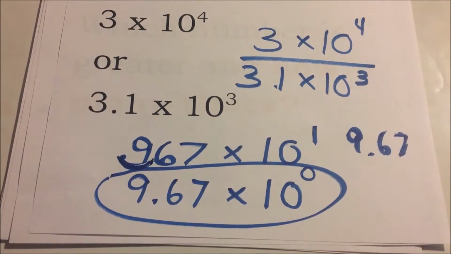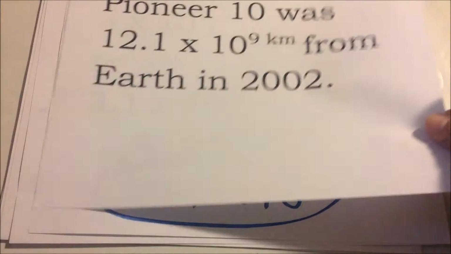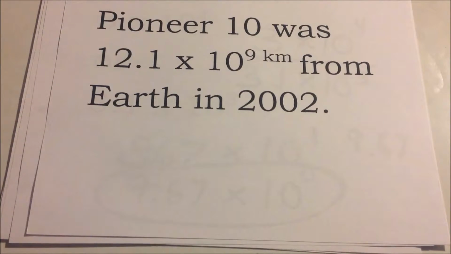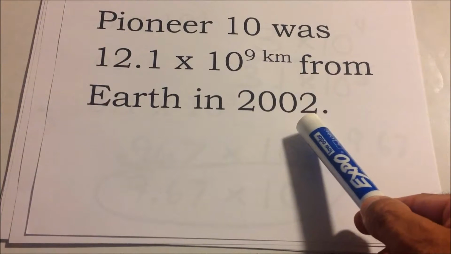Let's look at another word problem. This one is also from your book. Pioneer 10. It was 12.1 times 10 to the 9th kilometer from Earth in 2002.